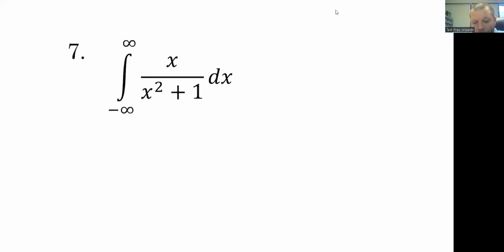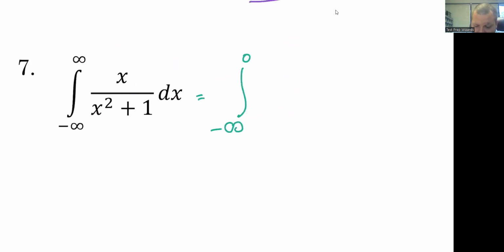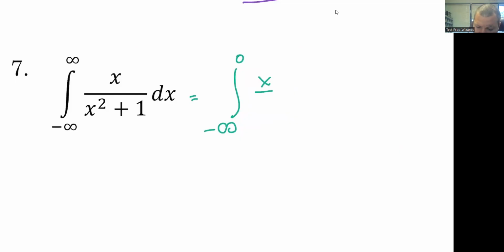Ooh, we got a good one. We got a double-sided infinite limit here. So we would break this thing up into two. It doesn't matter where we break it up. All right, so I'm going to do negative infinity to 0 of x over x squared plus 1 dx plus 0 to infinity of the exact same thing, x over x squared plus 1.